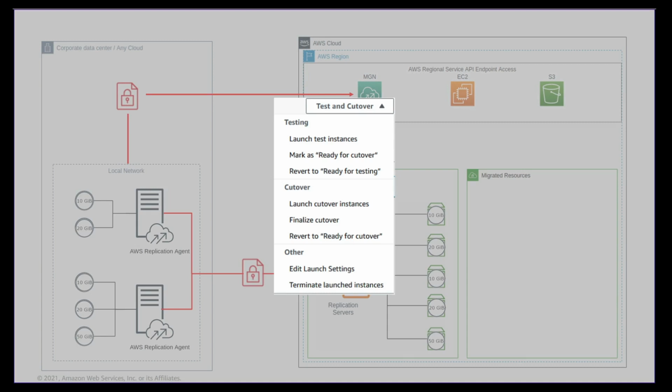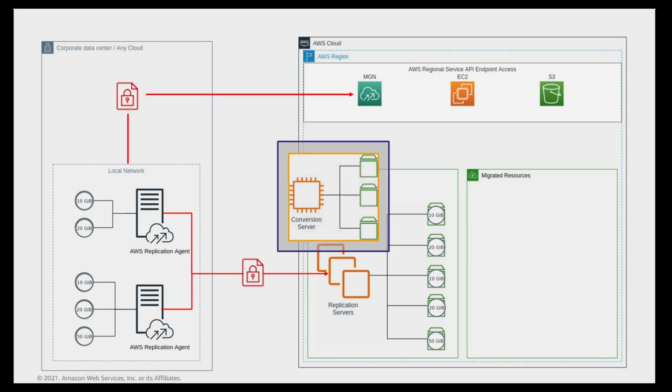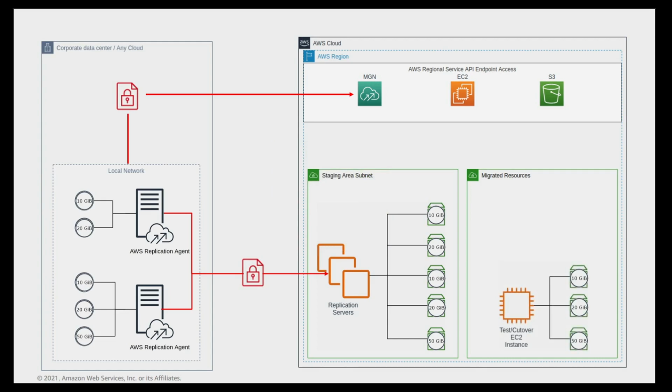During the launch process, the service automatically spins up a conversion server. The conversion process includes changes to the drivers, network, and operating system license so that the instance boots natively on AWS. Unlike the replication servers, which are active as long as replication is active, the conversion server is spun up only for the specific purpose of converting servers during the launch process and is then immediately terminated. After the conversion is complete, the new instance is spun up on AWS and ready for use.